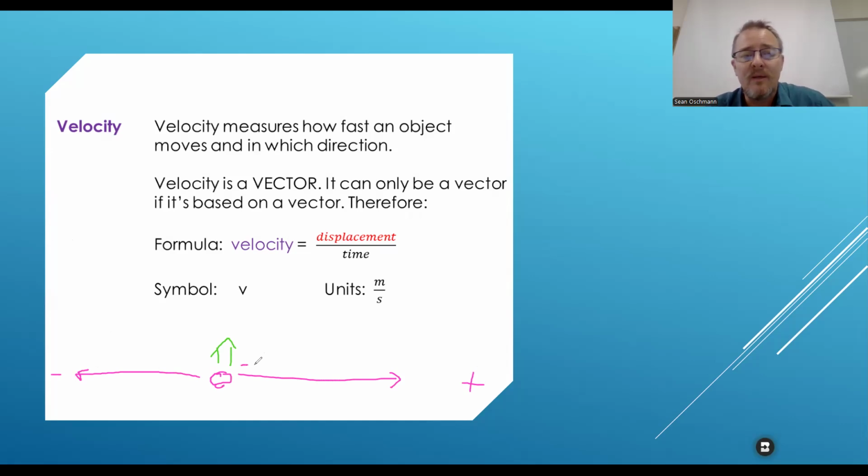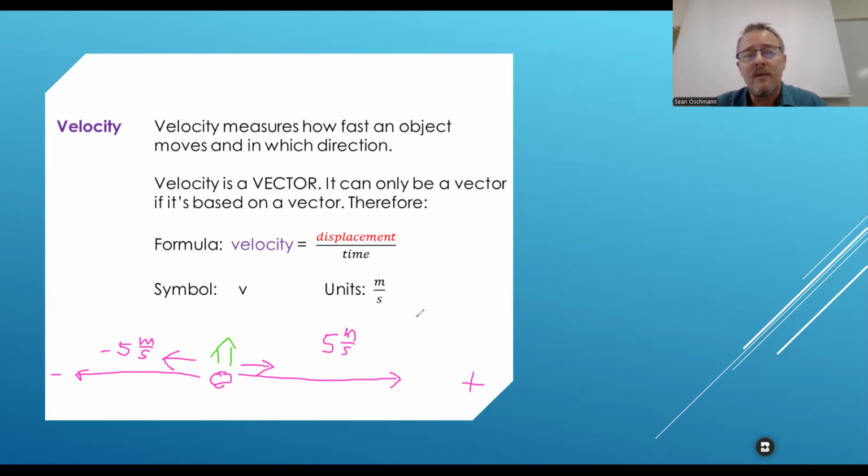So if you're driving to the right, then you have positive velocity because you're going in the positive direction. Maybe 5 meters per second. But if you're going the other direction at the same speed, you have a velocity of negative 5 meters per second. So which one's faster? Well, they're both the same. They're the same fast, but they're going in different directions.